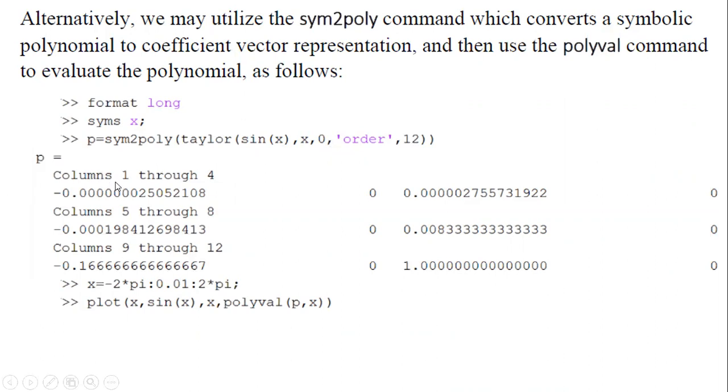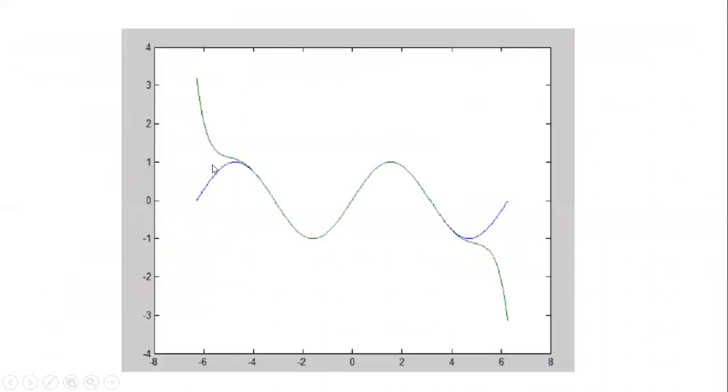Okay, so we can generate here a column from 1 to 12. Then define our x from negative 2 pi to positive 2 pi with increment of 0.01. Then using the plot command, this will plot the function as well as the result of polyval. We're evaluating here the result of vector p evaluated at x value from negative 2 pi to positive 2 pi. So this will give us the same result, no?